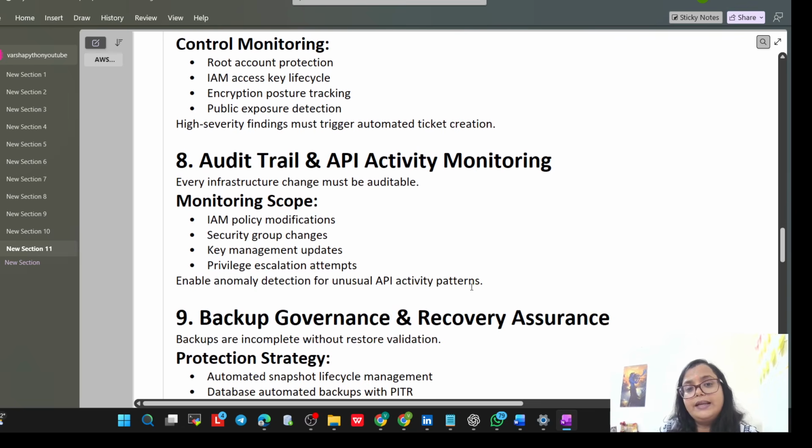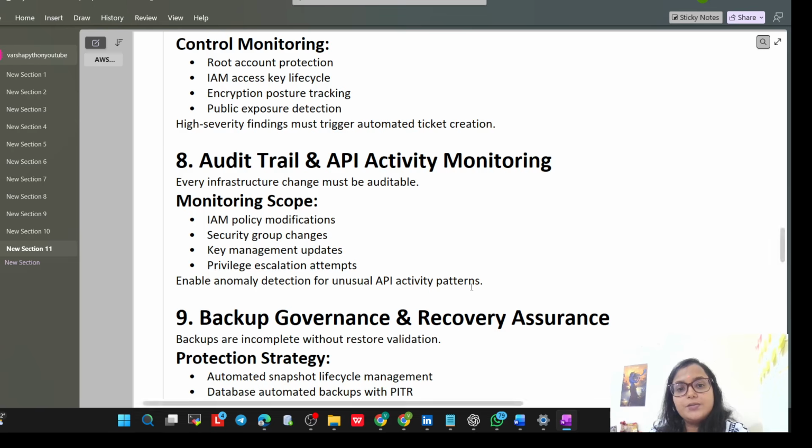Now audit trail and API activity monitoring. So every infrastructure change must be auditable. Monitoring scope: IAM policy modification, security group changes, key management updates, privilege escalation attempts, and enable anomaly detection for unusual API activity patterns.